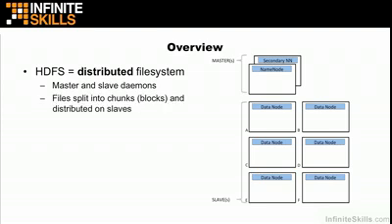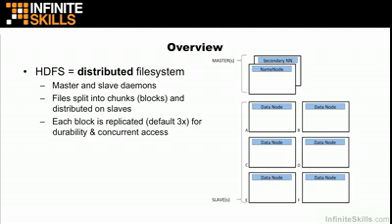When we load data, say a file, into HDFS, we split that data up into chunks, or what's known in HDFS as blocks, and we distribute those blocks on the slaves. Each block is replicated or copied a default number of 3 times for durability and concurrent access.